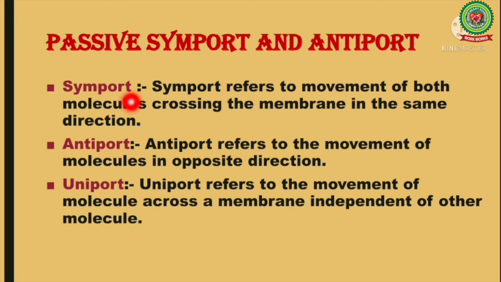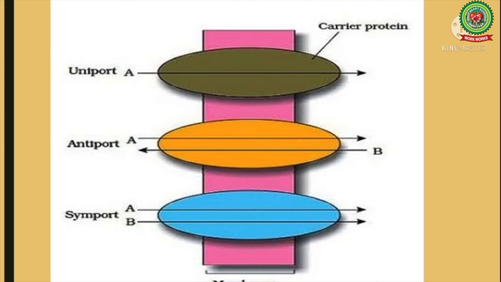Next, discussing passive symport and antiport. Symport. Symport refers to movement of both molecules crossing the membrane in the same direction. Antiport refers to the movement of molecules in opposite direction. Uniport refers to the movement of molecules across a membrane independent of other molecule.